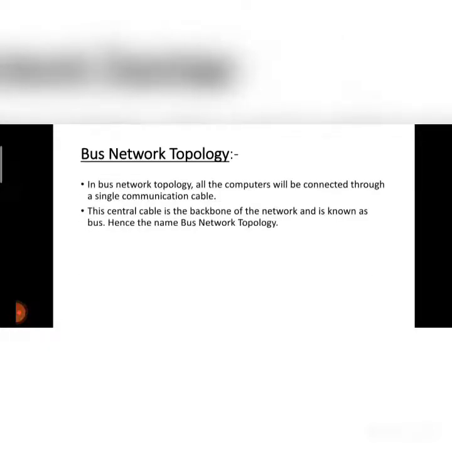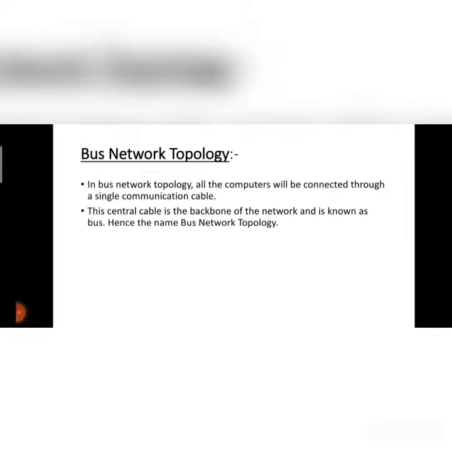Next is bus network topology. In bus network topology, all the computers will be connected through a single communication cable. This cable is the backbone of the network and it is called as bus. Hence the name bus network topology.